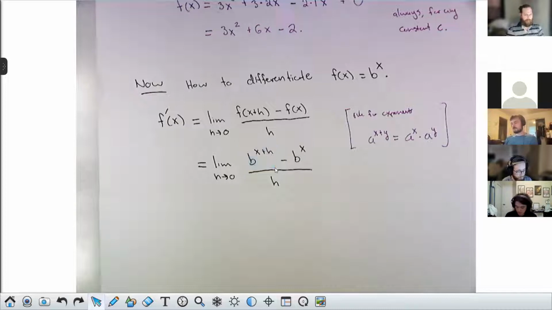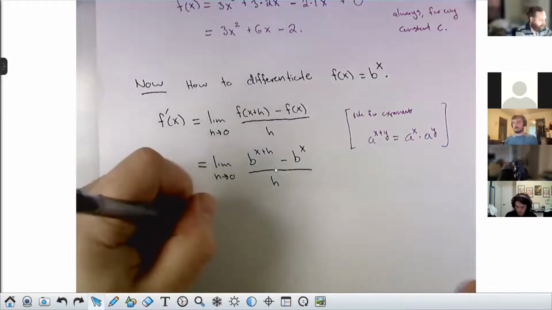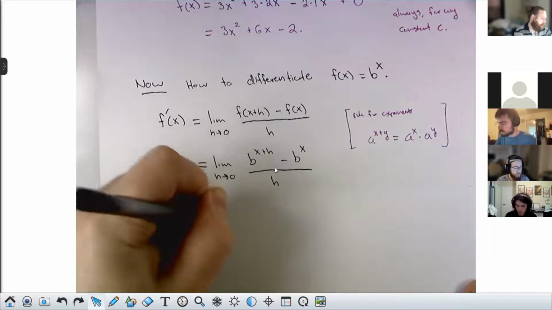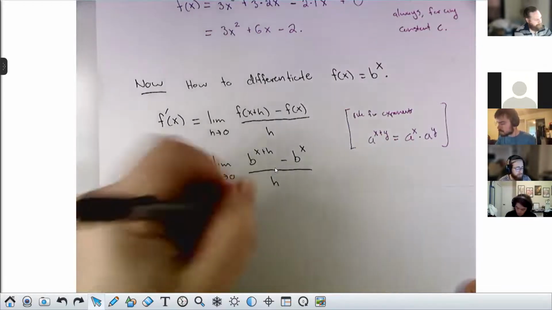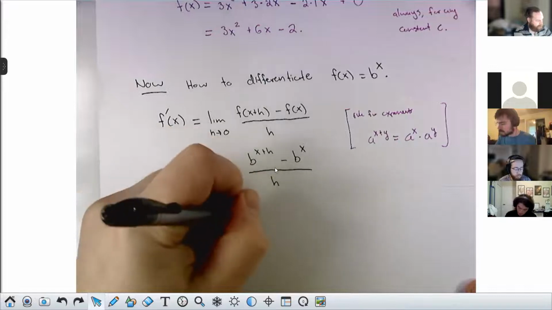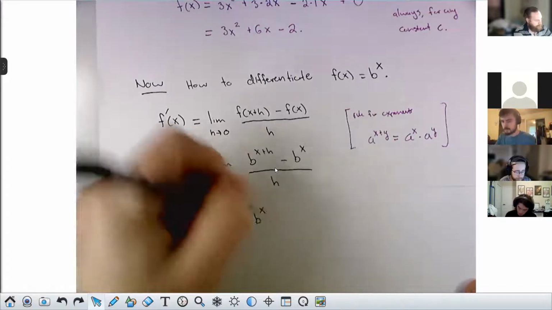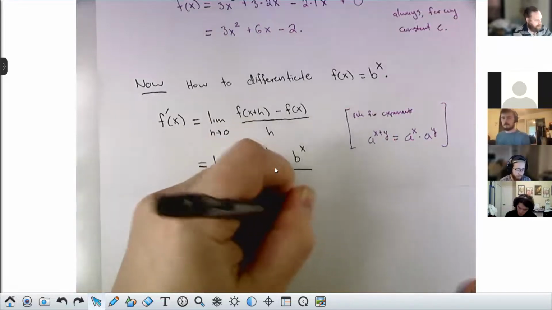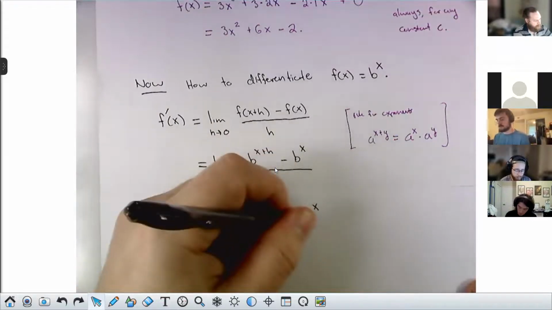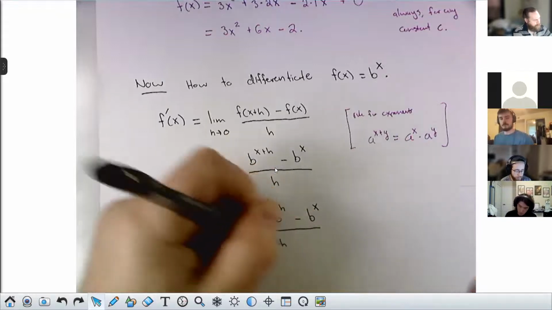So according to that rule, my limit here becomes the limit as h goes to 0 of b to the x plus h, which is b to the x times b to the h. And then I have still my minus b to the x, and everybody still divided by h.